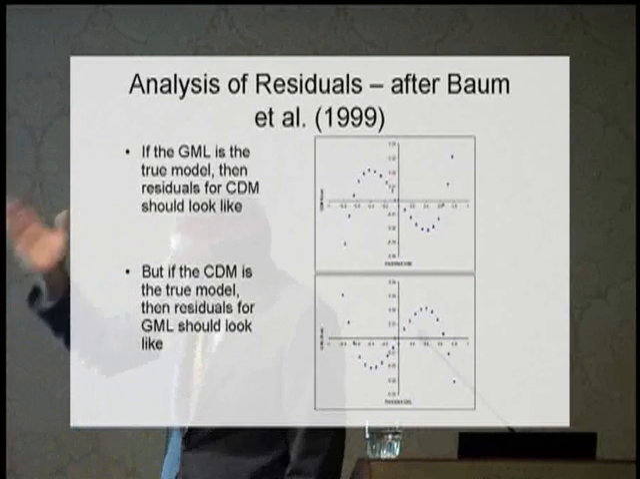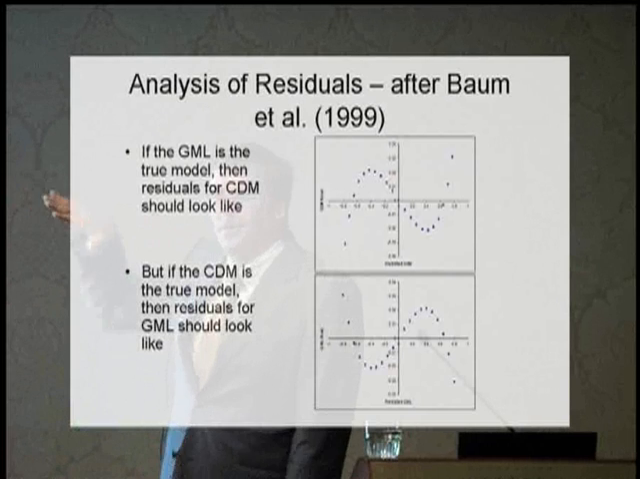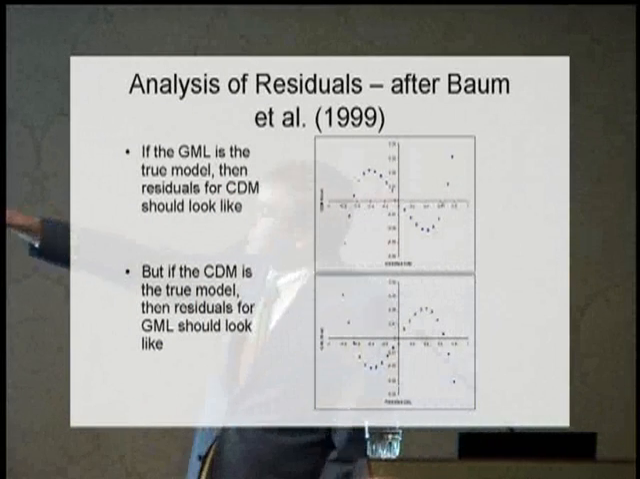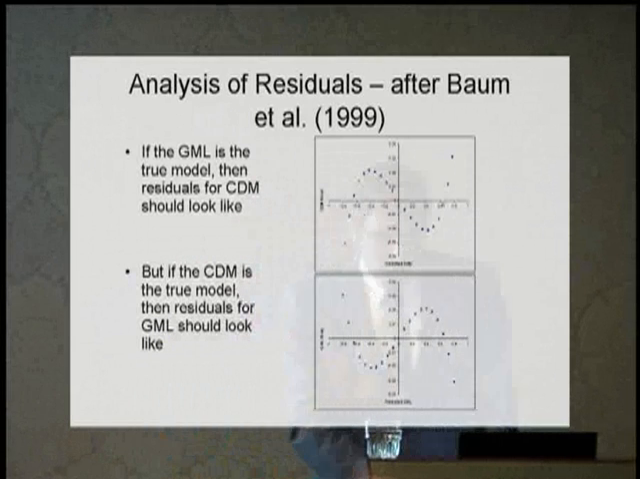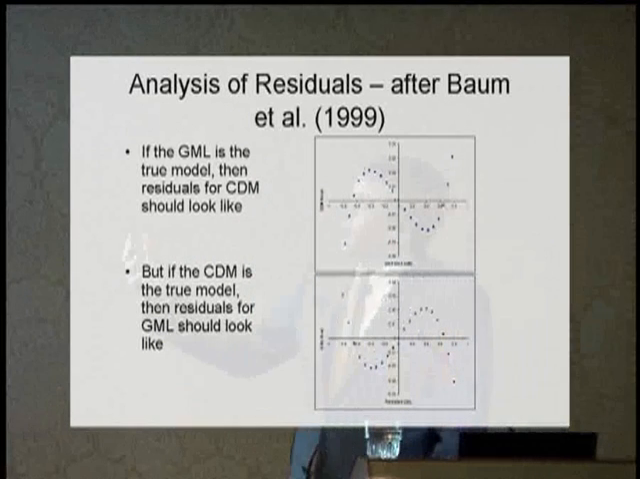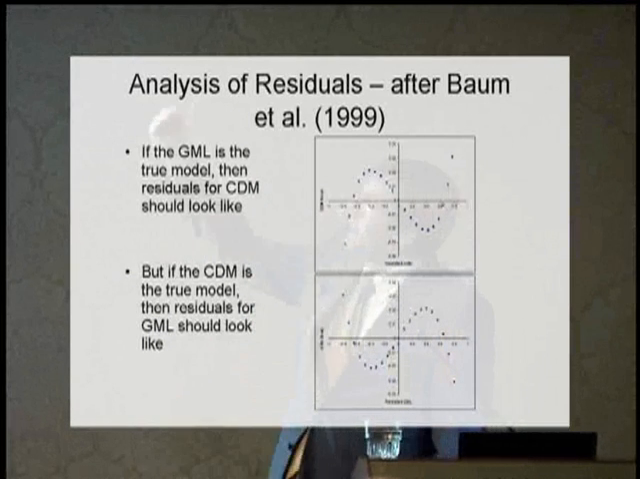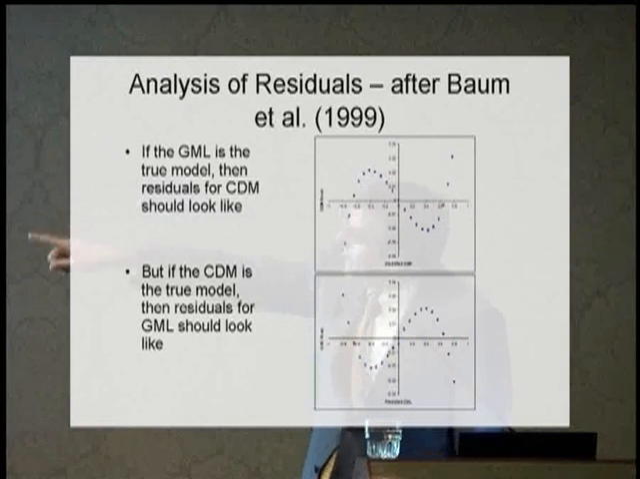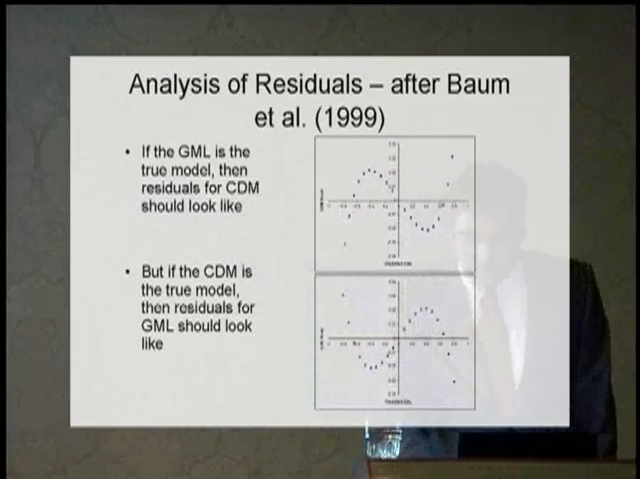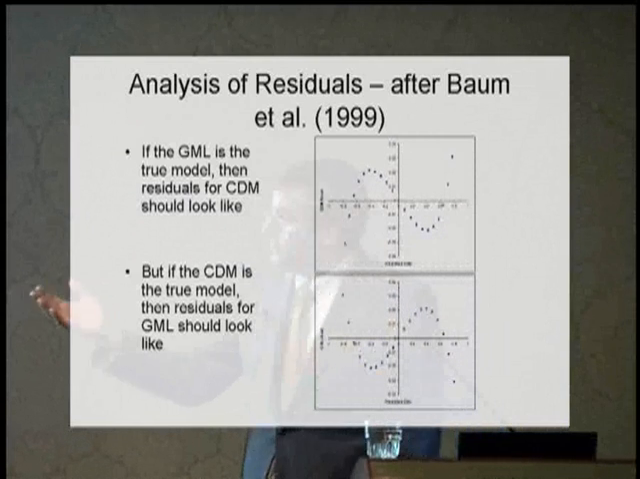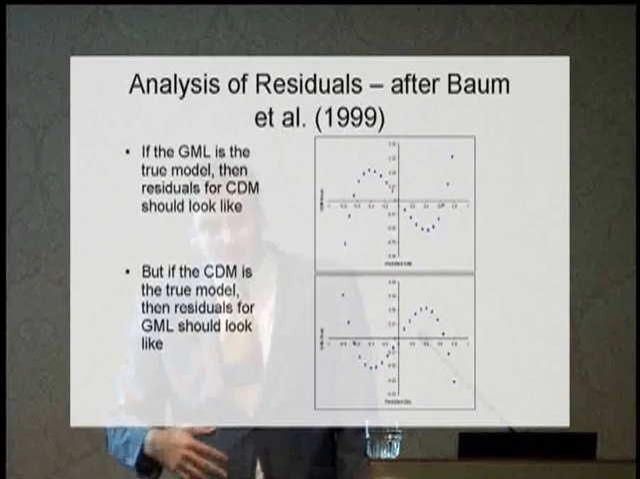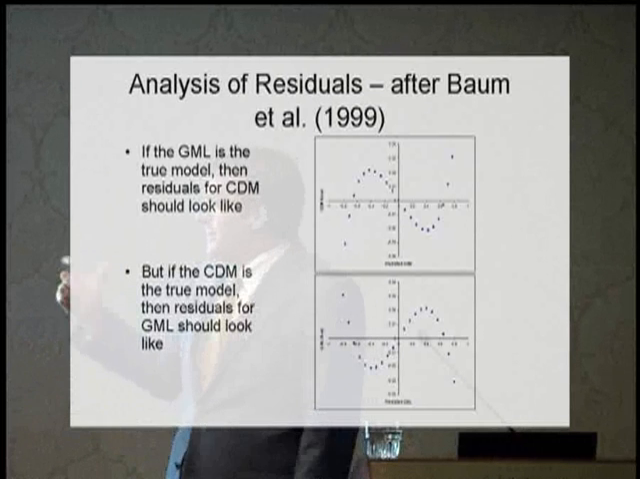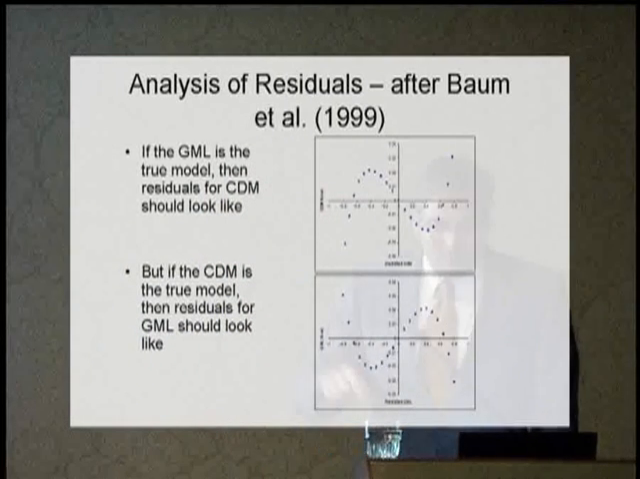It may look like it's exactly on top, but there is actually a very subtle pattern of deviation. In fact, if we plot the residuals, they look like that. The residuals for the contingency discriminability model, when fitted to data that are generated by the generalized matching law, make that kind of a pattern, sort of a squiggle. But on the other hand, if the contingency discriminability model is the true model, we fit the generalized matching law, residuals make a different kind of pattern, kind of an opposite squiggle.